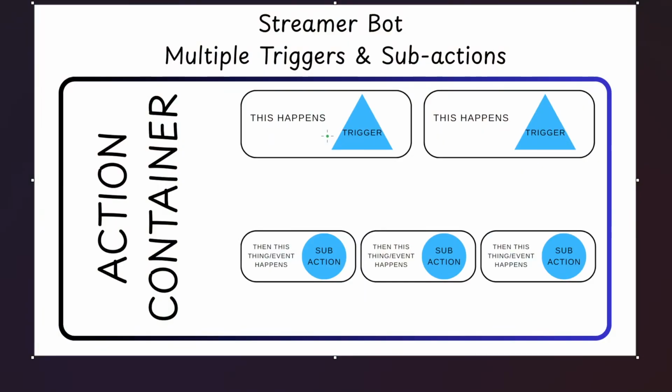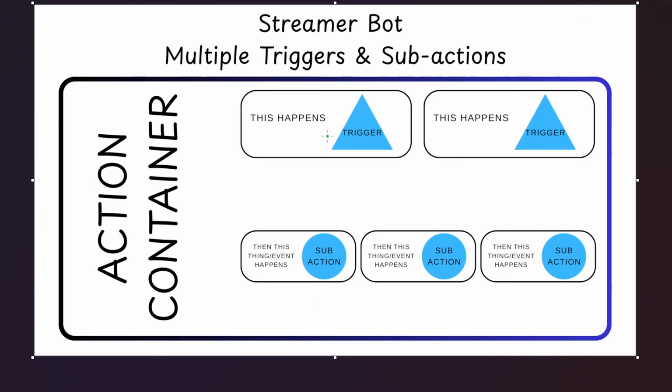All right, guys, so now you're coming over to my super advanced diagramming tool, which is also known as MS Paint. You saw this image earlier though. You saw it with a previous video where I basically talked about one trigger and one sub action and just the core mechanics of what an action is inside Streamerbot. So again, we have our action container, and in this example, I'm using 2 triggers and 3 sub actions.